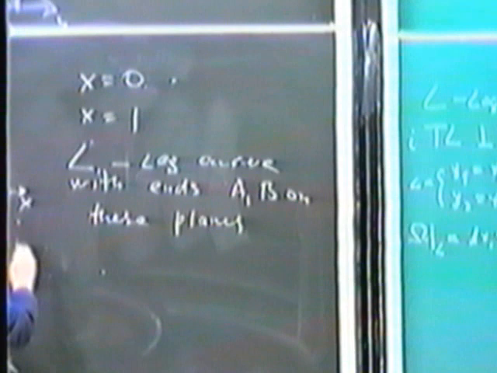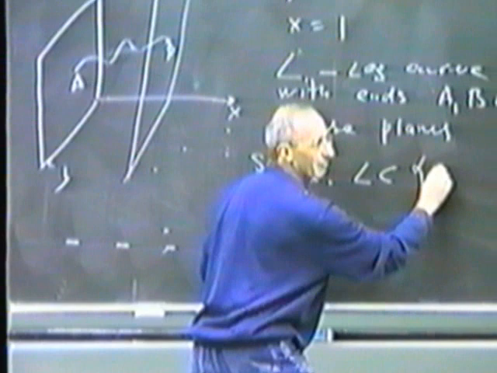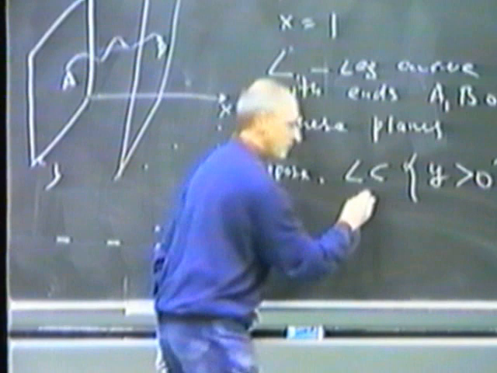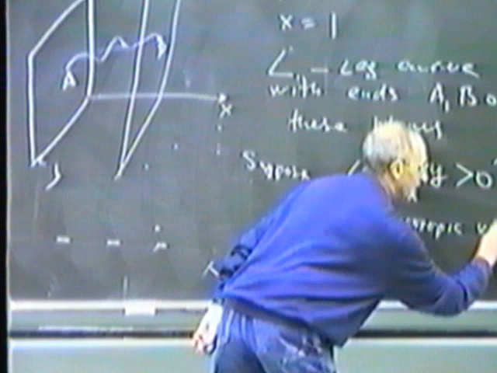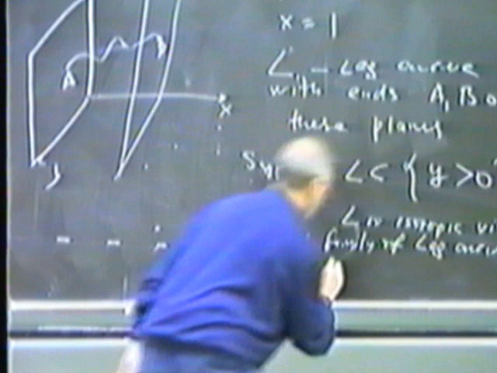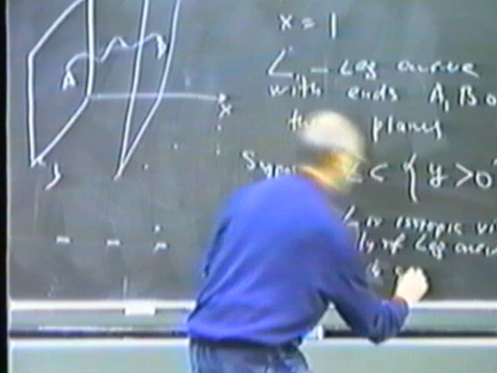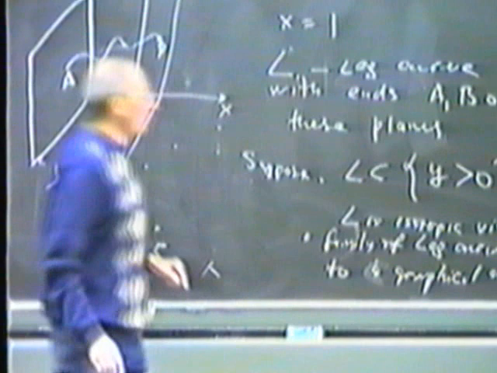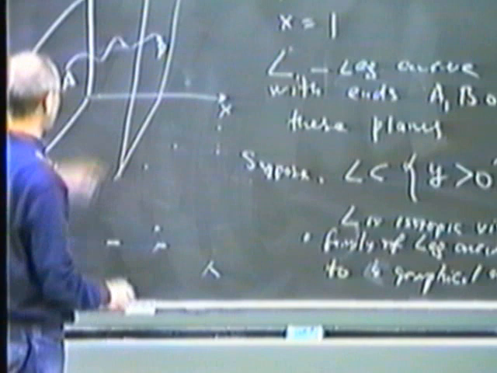So let's suppose two things. First, that this curve L is contained in the upper half space, y greater than 0. And second, that L is isotopic via a family of Legendrian curves to a graphical curve, to a curve which looks like the graph of some function over x. So suppose you have a Legendrian curve which you can deform via Legendrian curves to, for instance, just a straight interval, to any graphical curve, and it's contained in the half space y greater than 0.